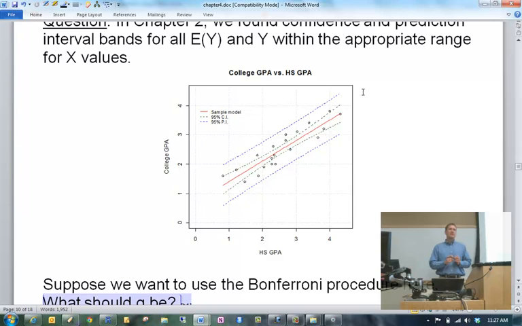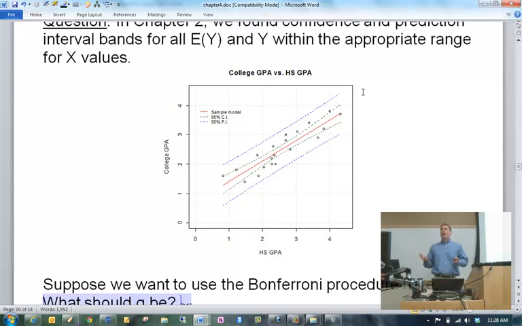What's G? Nope. We had 20 observations. G's not 20. Because I'm actually finding all possible intervals from the smallest x value up to the biggest x value. Sorry if that wasn't clear. That's what we did back in chapter 2. So what's G? Infinity. What's going to happen then if you somehow stick infinity in for G in our formulas? Well, you're going to have some quite wide intervals. It'll be hard to draw.